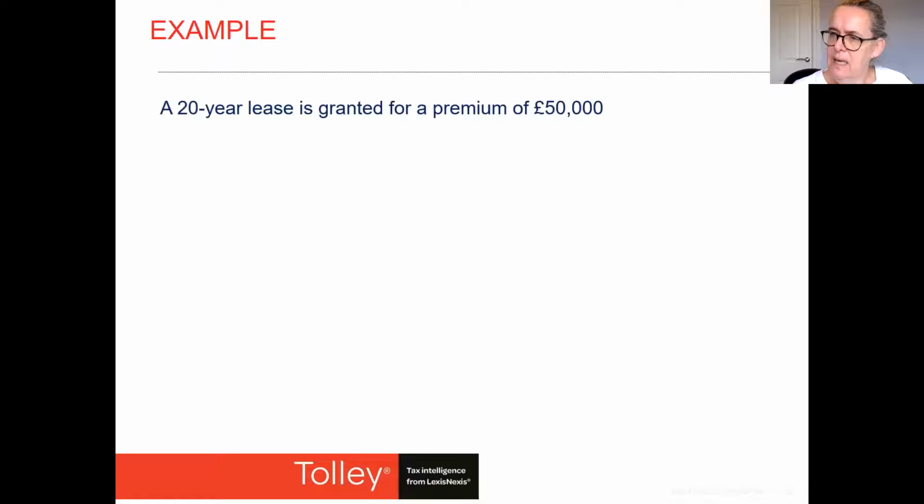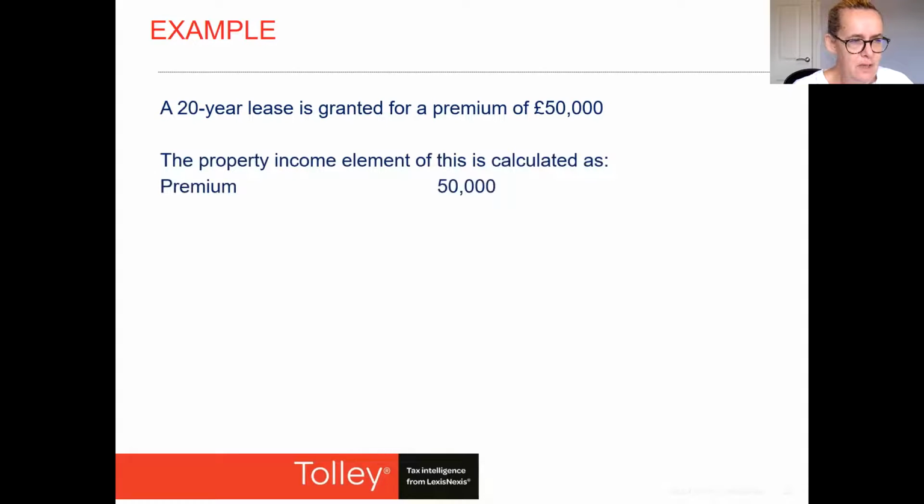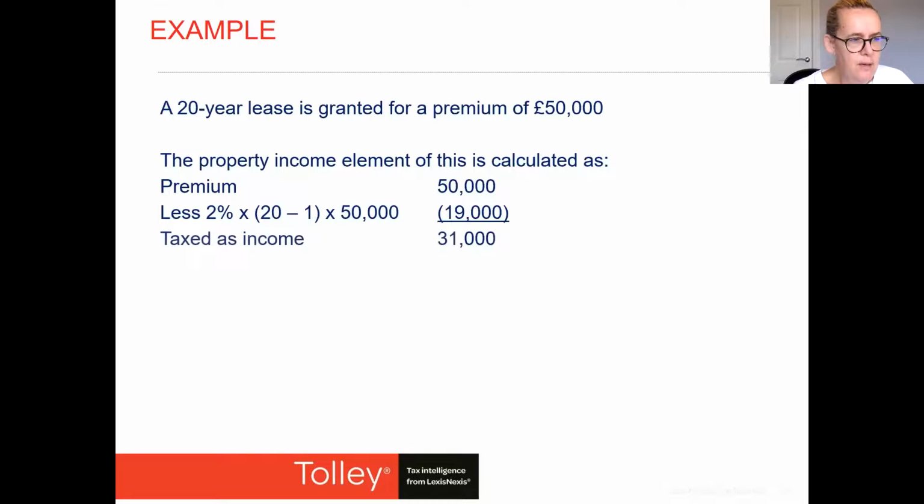Right, so let's say you've got a 20-year lease on which the lessee pays a £50,000 premium. The capital element of that is 19 times 2% times 50,000. The 19 is the length of the lease less 1 year, the 2% is the figure set in the legislation, and the 50,000 is the premium. So the capital element is 19,000, which means that there is an amount taxed as income of 31,000, and the capital element will be 19,000. The shorter the lease is, the more of the premium is taxed as income. Yeah, that's logical. I always forget which way round it is, but yes, that needs to be taken into account.